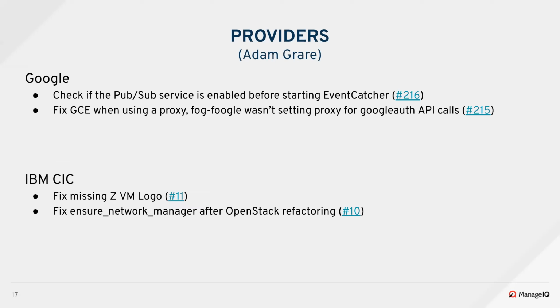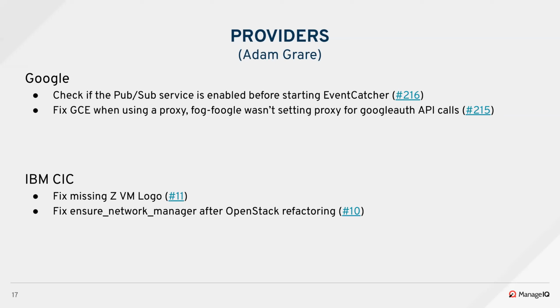For Google, we're now checking if the PubSub service, which is what we use to catch events, is enabled before starting the event catcher. Previously, this check was done in the loop where we go to check for events, which was causing it to essentially print an error every 15 seconds as it was trying to restart the worker.